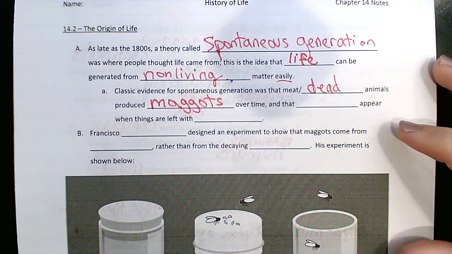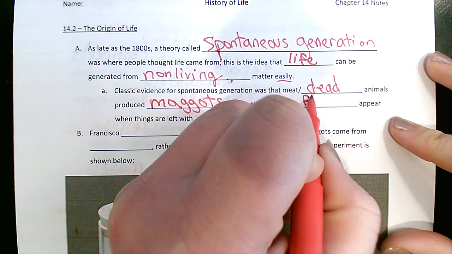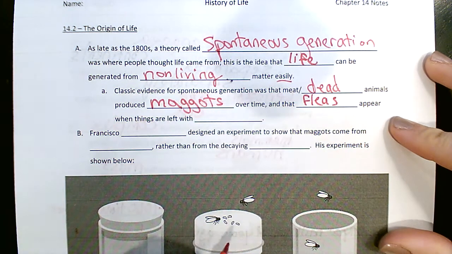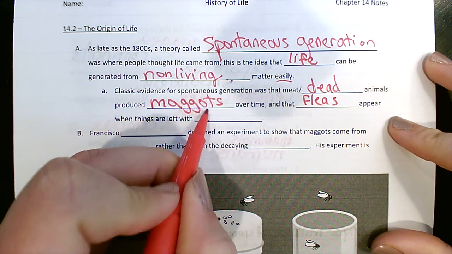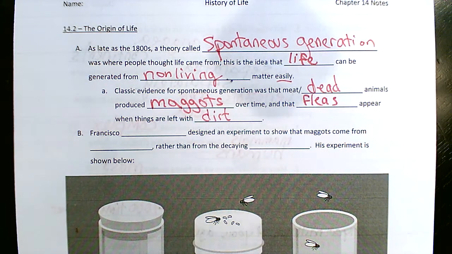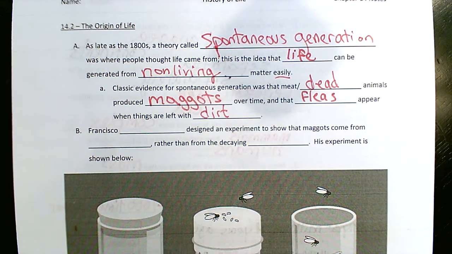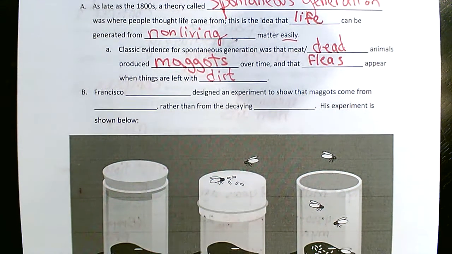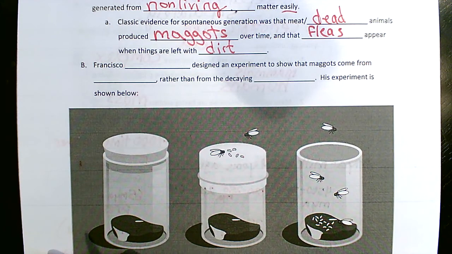Another example was that fleas appear when things are left with dirt. So these are examples of them seeing those things. Another one would be if you have a big storage grain pile, all of a sudden there'll be mice and rodents eating on them. And they came out of nowhere. I didn't see them there before, and here they are. Right? So some scientists started thinking about this idea, and they started to think maybe it wasn't correct.